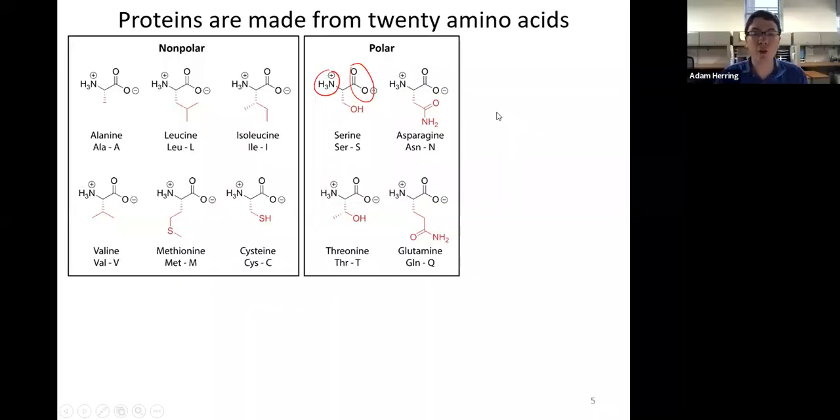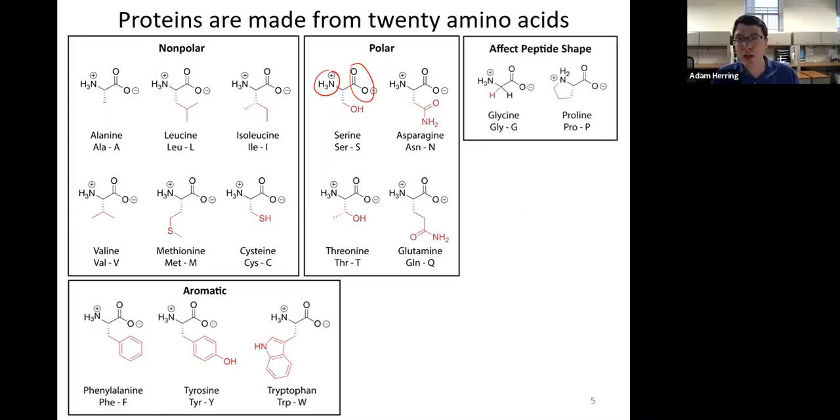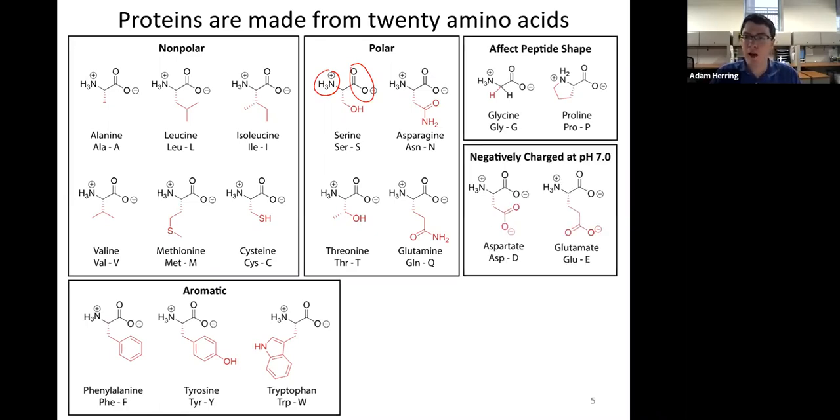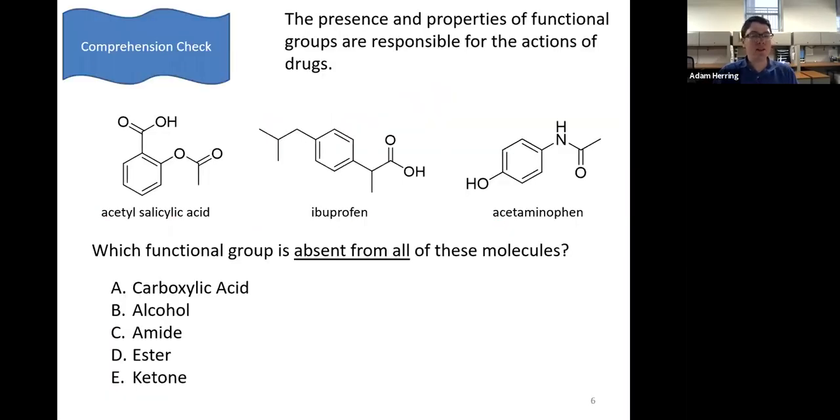Amino acids are also great ways to look at the various functional groups that exist in nature. And so we can classify, again, these amino acids based upon their shape, based upon whether they're polar or not, whether or not they have aromatic side chains, if they are acidic, or if they are basic. All right, so let's practice looking at functional groups.